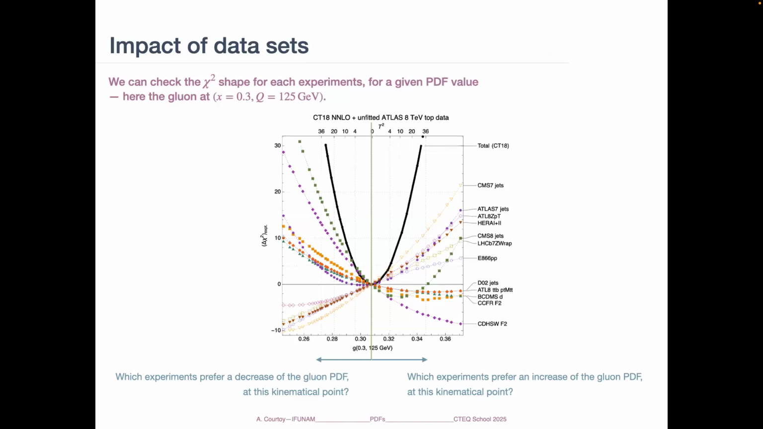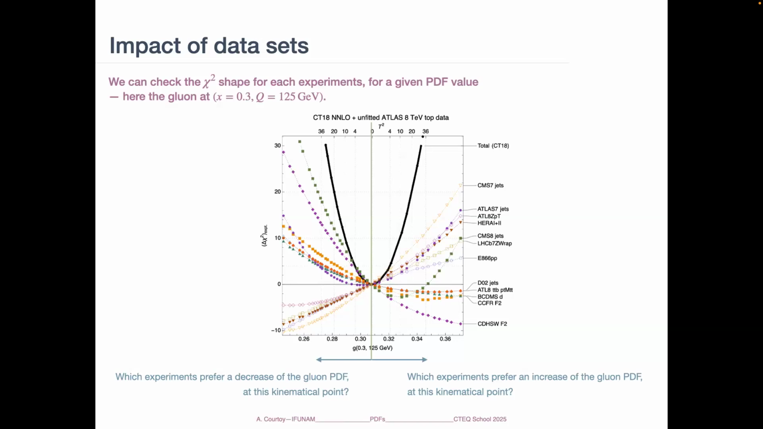So there are a few ways to check. Remember the parabola I showed you before with the chi-square. Imagine you have a function f that could be a PDF. I choose this function f to be the gluon at x equal 0.3 and the mass of the Higgs, and that's the CT18 behavior. That's this beautiful parabola. But you can also plot this parabola experiment by experiment, data set by data set, and check how they contribute.